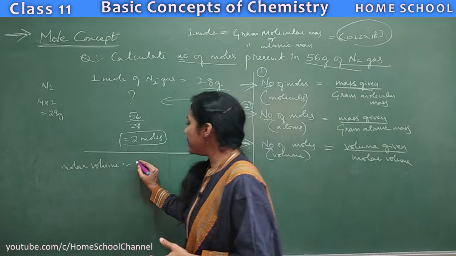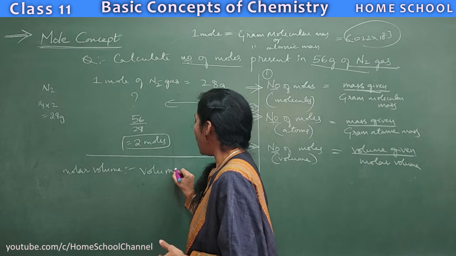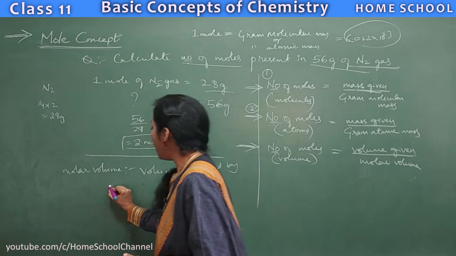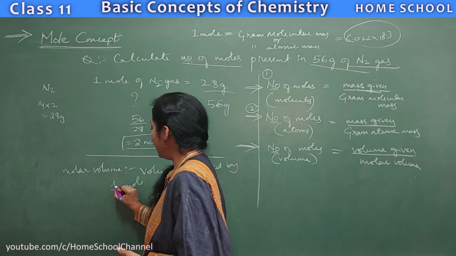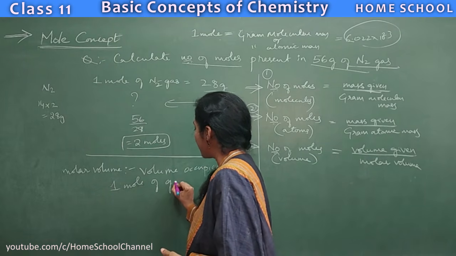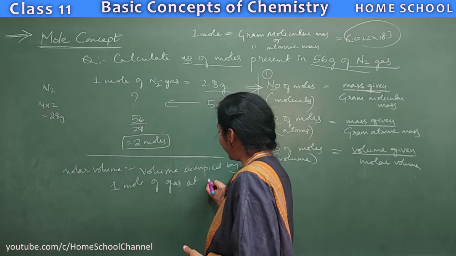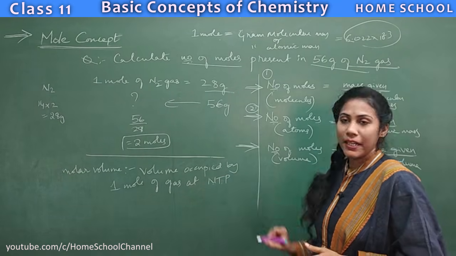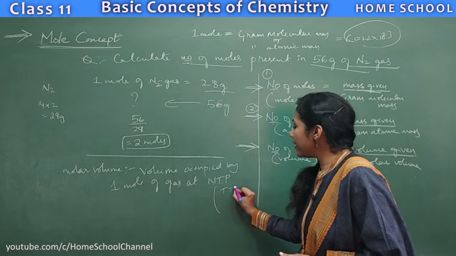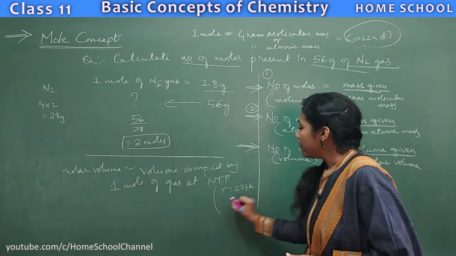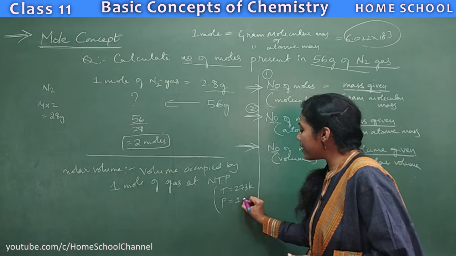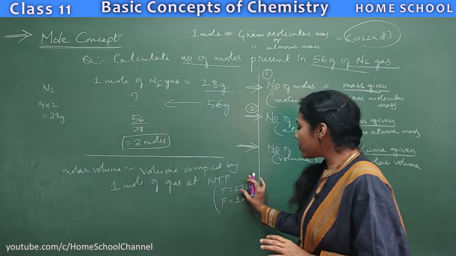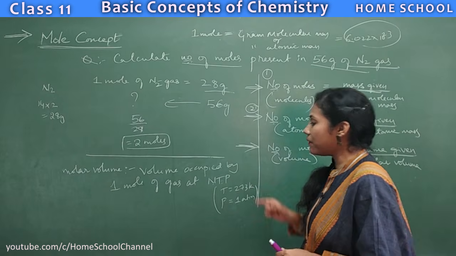See, a molar volume is nothing but volume occupied by 1 mole of any gas at NTP. What do you mean by NTP? Normal temperature and pressure. Which is a normal temperature? It is 273 Kelvin. How much is the normal pressure? It is 1 atm or 1 bar. Say at temperature 273 Kelvin, at pressure 1 atm.